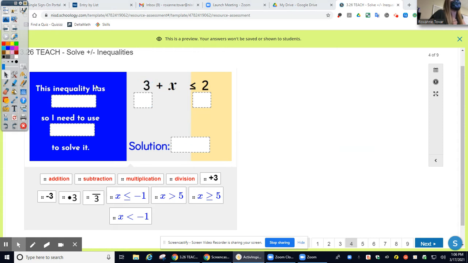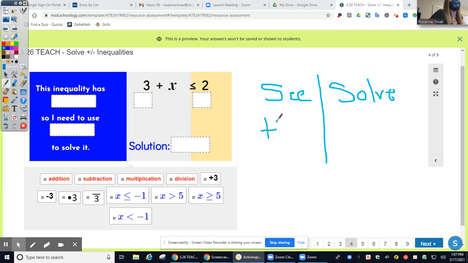All right, so let's look here. We have 3 plus x is less than or equal to 2. So we're going to see what we're doing, and then we're going to talk about how we're going to solve. We see that we are adding 3 to this x. So the inequality has addition. So I need to use blank, right? So we need to use subtraction to solve.